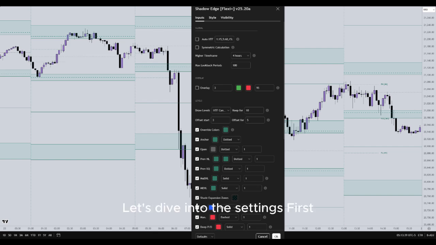Let's dive into the settings. First, reset your TradingView. Find Flexi Plus in the invite-only section. Then plug it in. You're good to go. Then choose your higher time frame. I like the daily, H4, and H1, and I use H1 mostly for short-lived scalps. After all, I want to enjoy my life.